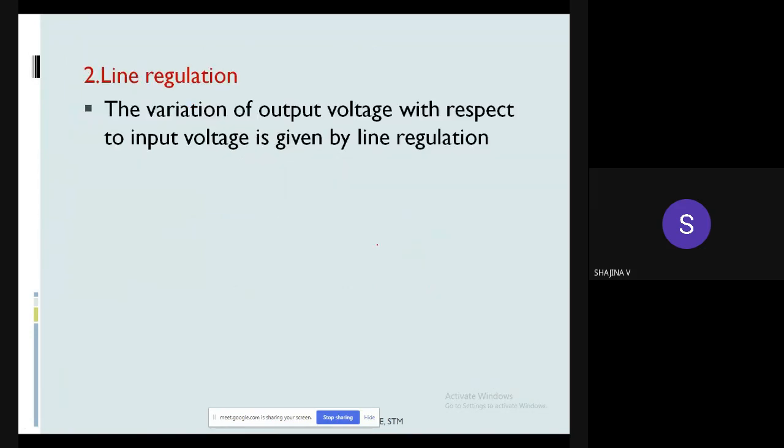Then the second one is line regulation, that is the variation of output voltage with respect to input voltage. That is, there may be variations in supply voltage, input voltage. Okay, so accordingly there may be change in output voltage. So this line regulation is given by, simply we can say, change in output by change in input into 100. Okay, so that is line regulation.